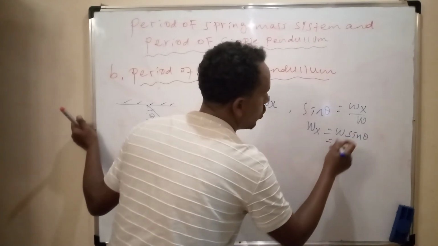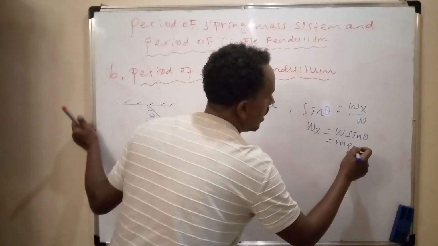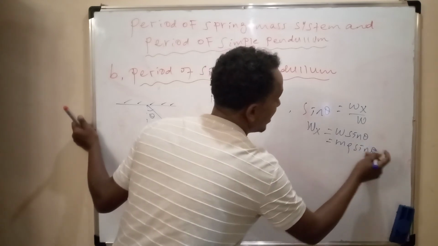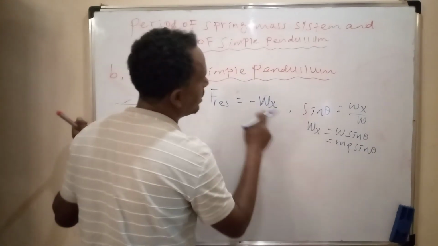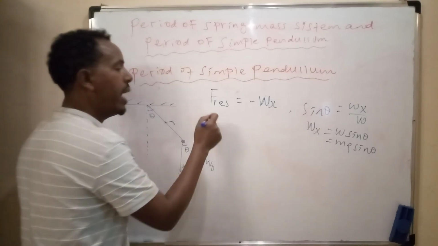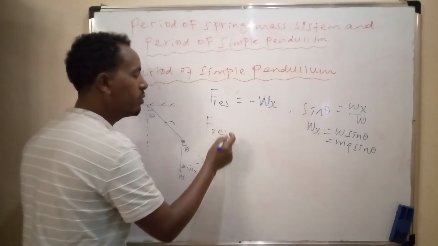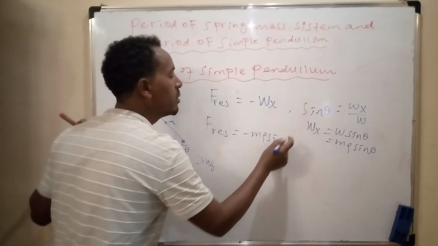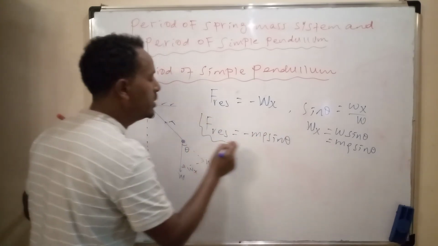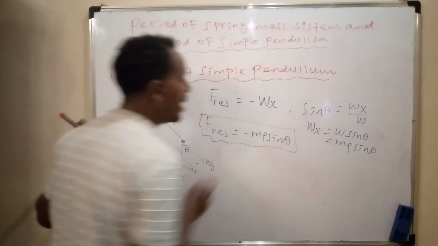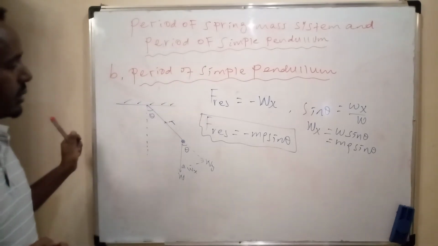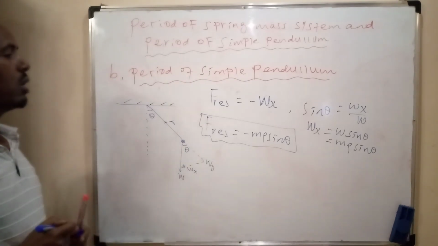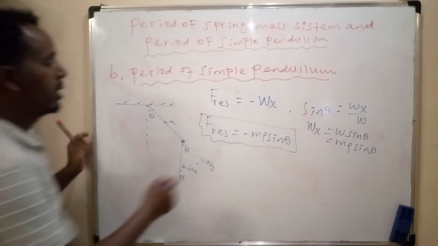So this is equal to weight. It can be substituted by mg sine of theta. So substitute mg sine theta instead of W x. Therefore, restoring force is equal to minus mg times sine of theta. Take this as equation 1.